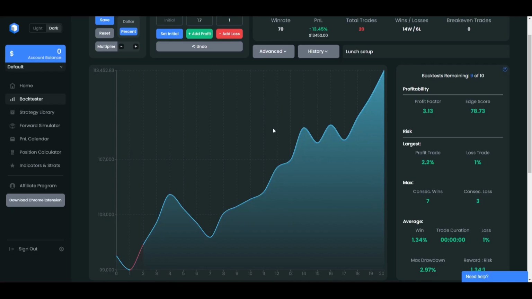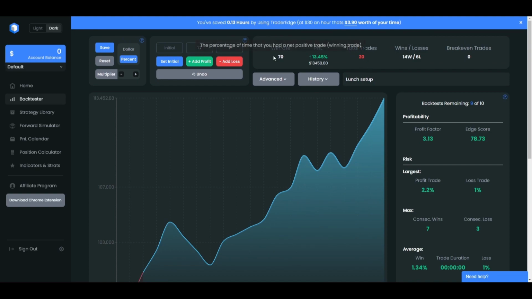You can see here are my results. I took 20 trades and I had a 70% win rate and a P&L of 13.5% over these 20 trades, which I would say is pretty good.